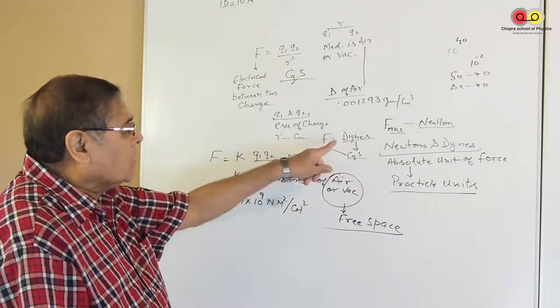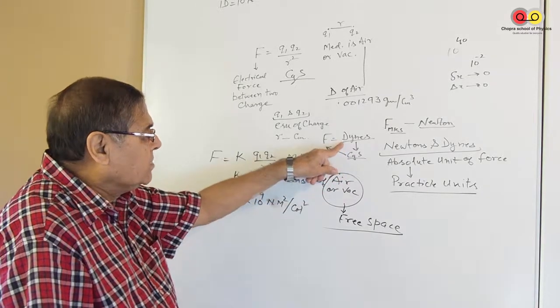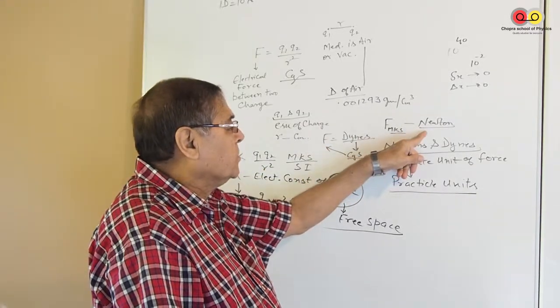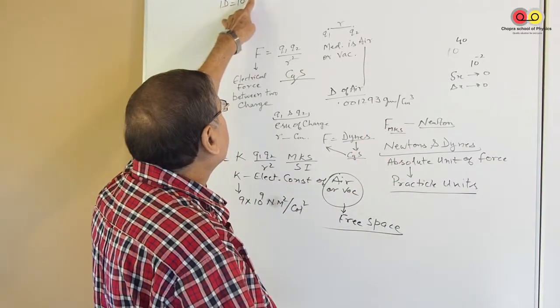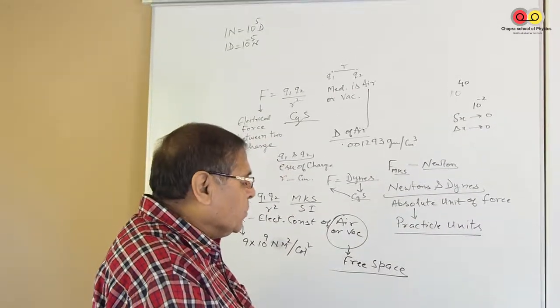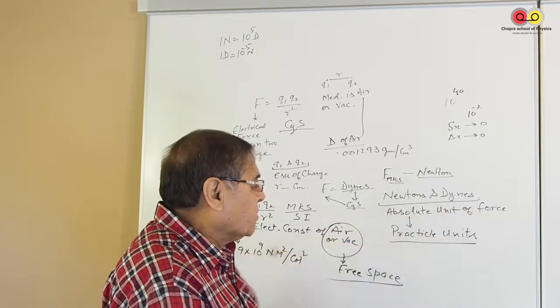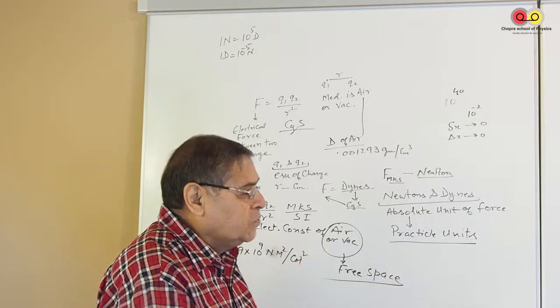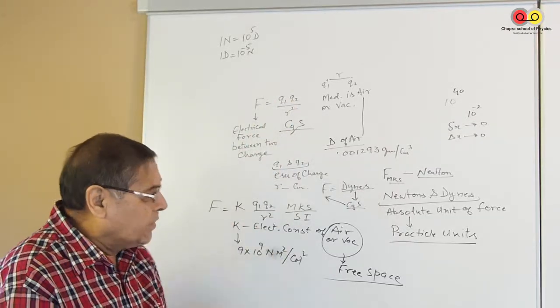Another thing that you remember: the CGS unit of force is dynes, and the MKS unit of force is Newton. Their relation is 1 Newton is 10 to the power 5 dynes, or 1 dyne is 10 to the power minus 5 newtons. Newtons and dynes are absolute units of force, or the practical units of force. I hope this formula is clear to you.